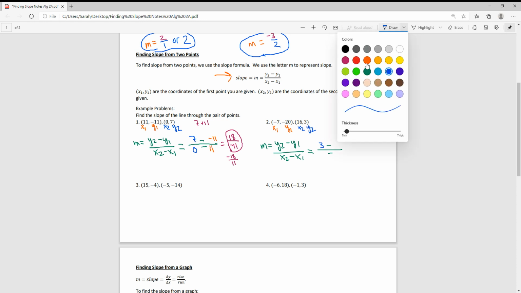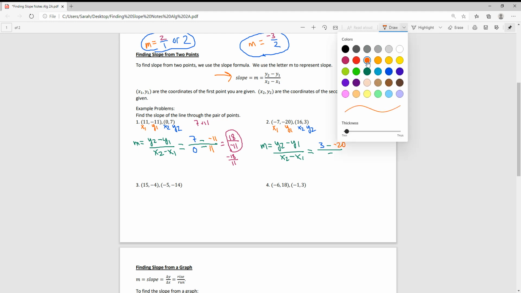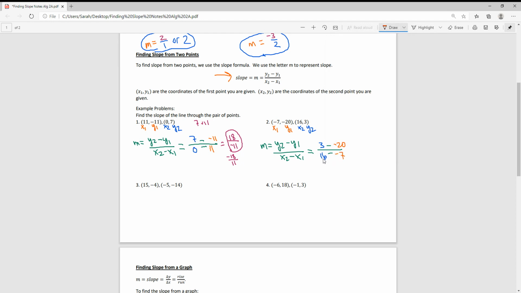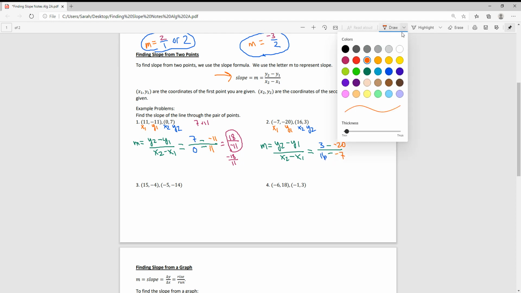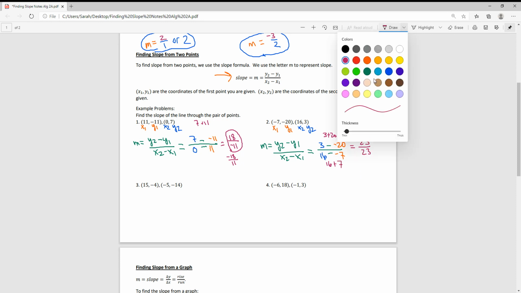y2 is 3, y1 is negative 20, so 3 minus negative 20. x2 is 16. x1 is negative 7, so 16 minus negative 7. Simplifying this out, 3 minus negative 20 is like 3 plus 20. So we end up with positive 23 up top. 16 minus negative 7 is really like 16 plus 7. So we get positive 23 on the bottom.